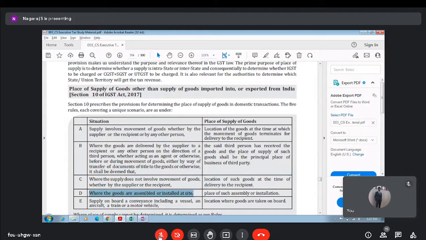I will tell you this one. Where the goods are assembled or installed at site. What is the meaning of this? You are constructing one factory. In that, a machine has to be installed. The factory is in Bangalore. You will contact a supplier in Mumbai to install the machine.